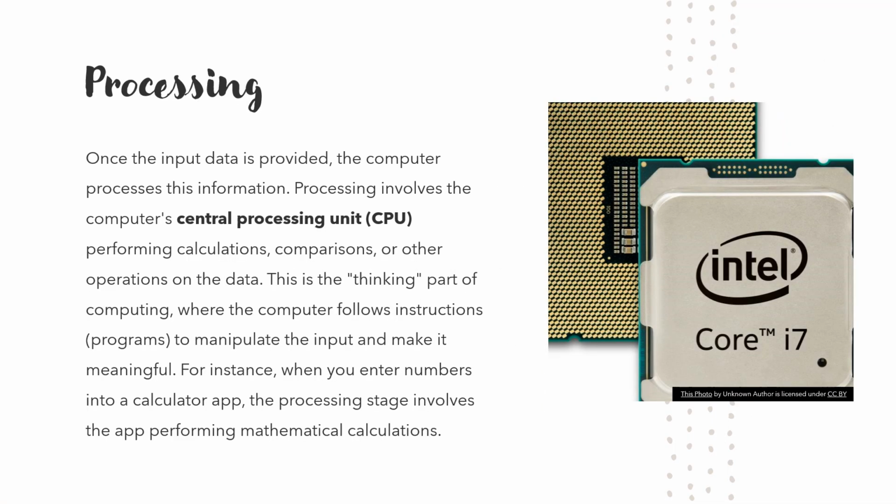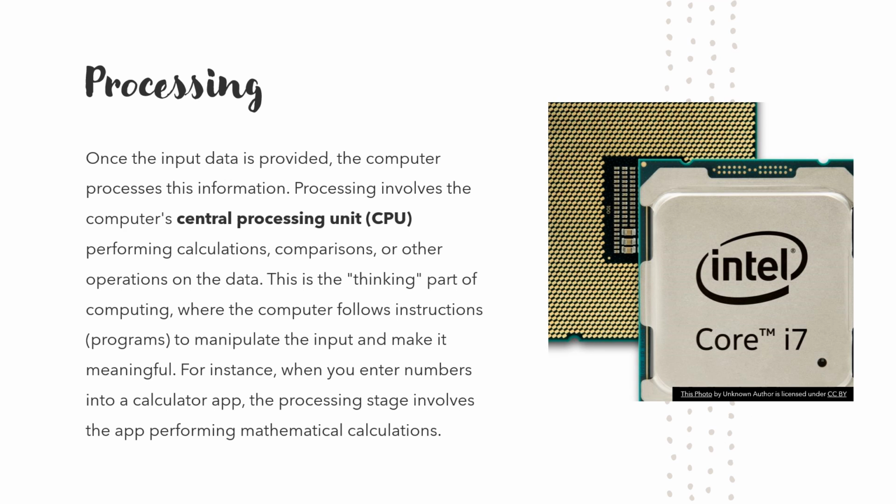All right, next one, processing. Once the input data is provided, the computer processes this information. Processing involves the computer's CPU, central processing unit, which is pictured here. This is an Intel i7 CPU. There are other manufacturers of CPU, AMD, and then ARM for mobile devices.